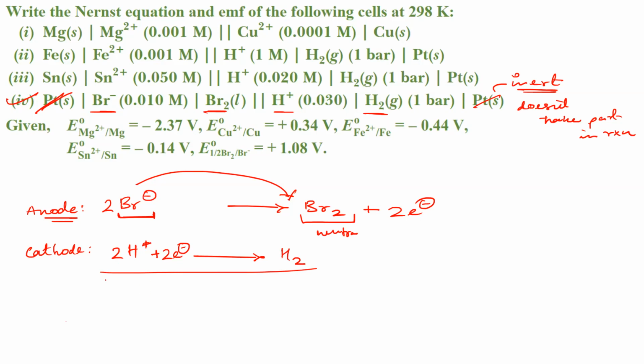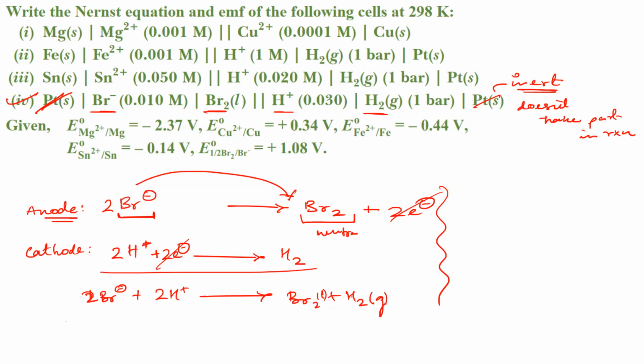If I write the cell reaction here, the 2 electrons and 2 electrons will get cancelled, and you will have 2 Br negative plus 2 H positive. It is going to give me Br2 plus H2. Is that fine? Yes or no? Yes, sir. Okay, this Br2 is liquid and this H2 is gas.